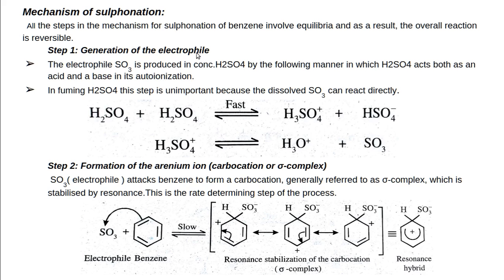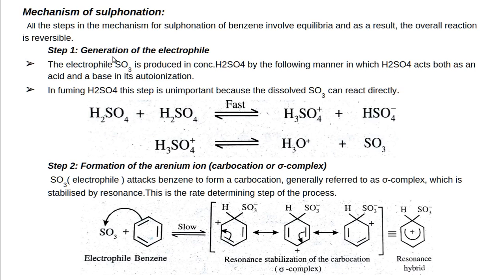Now let us discuss about the mechanism of sulfonation reaction. The sulfonation reaction mechanism is somewhat different. It involves mainly 4 steps. So all the steps in the mechanism for sulfonation of benzene involve equilibrium, and as a result the overall reaction is reversible. So in this case all the reaction steps are reversible.